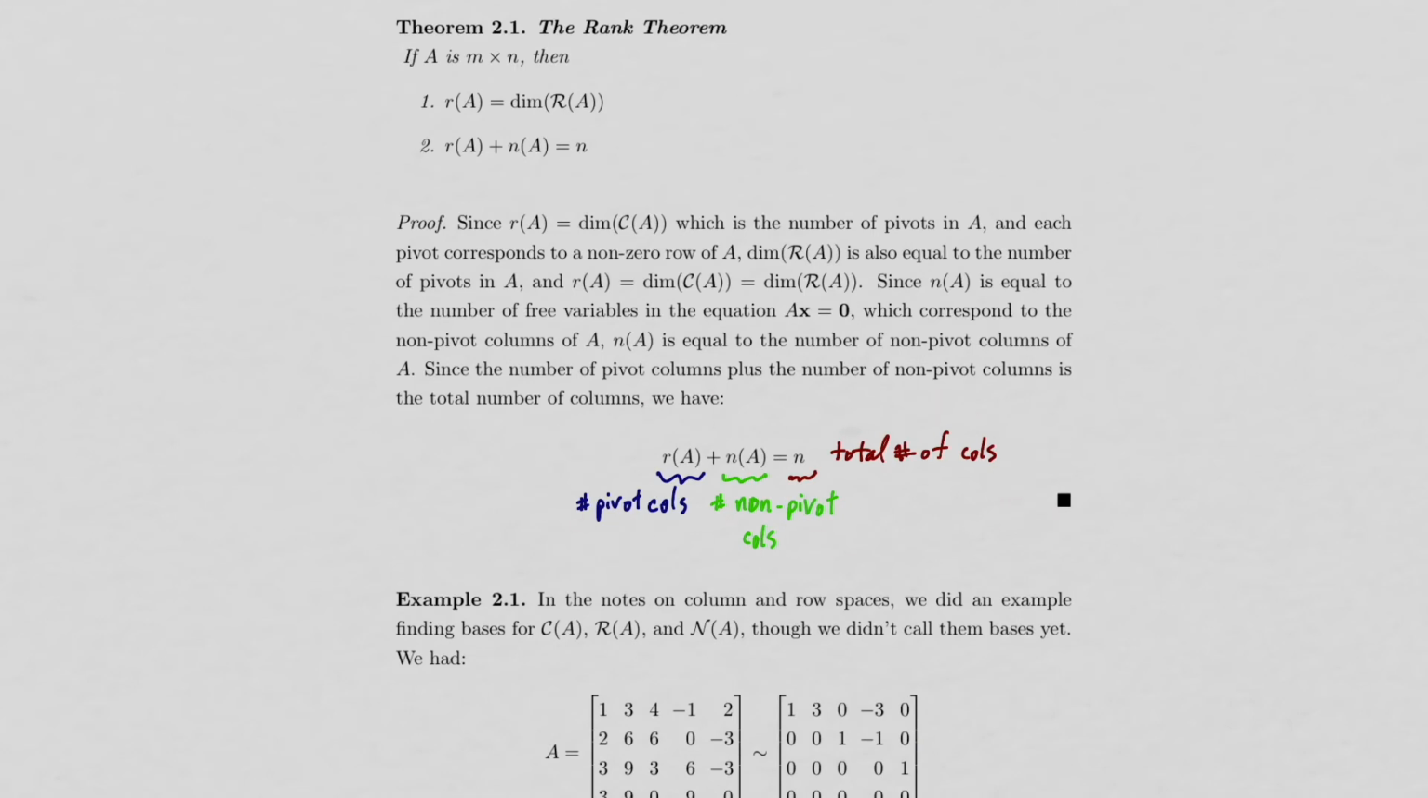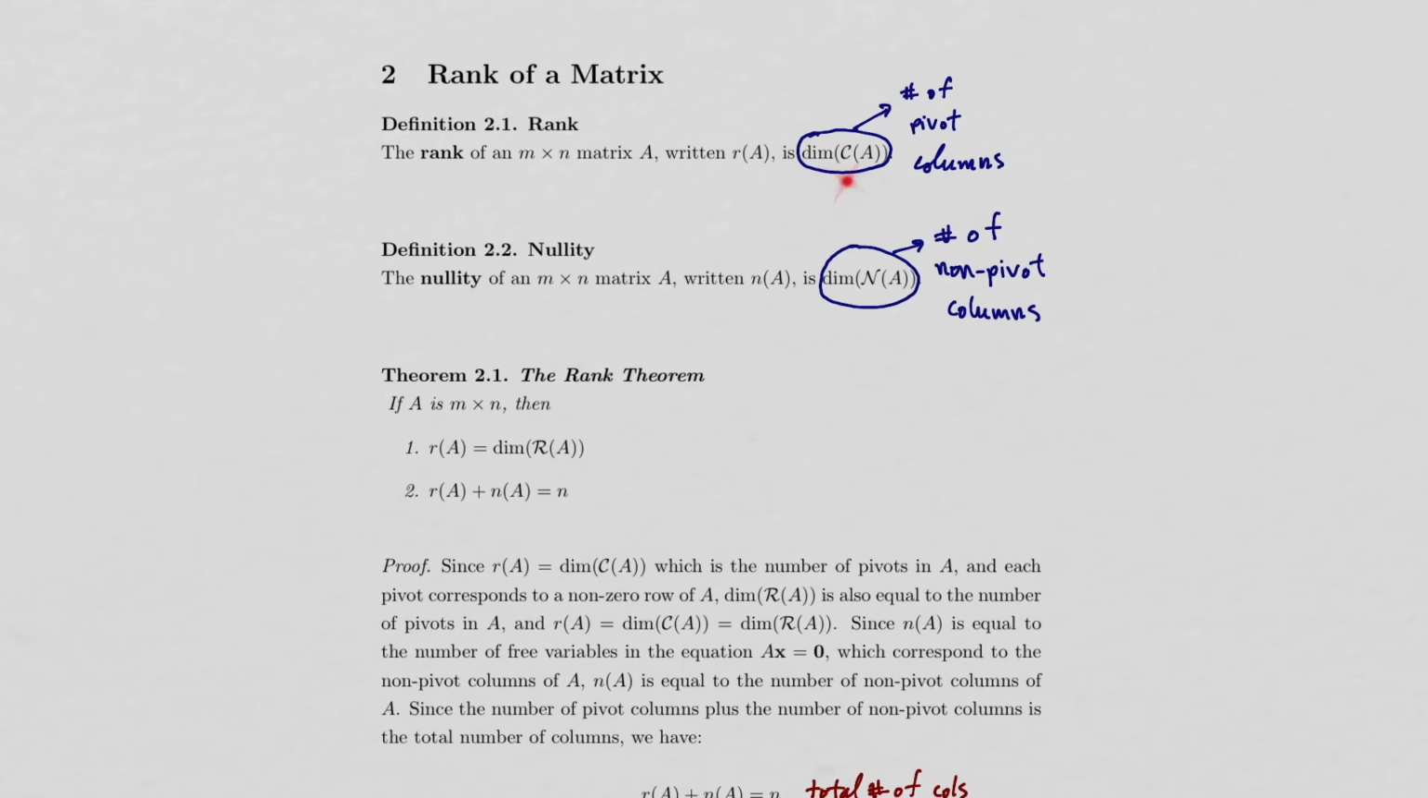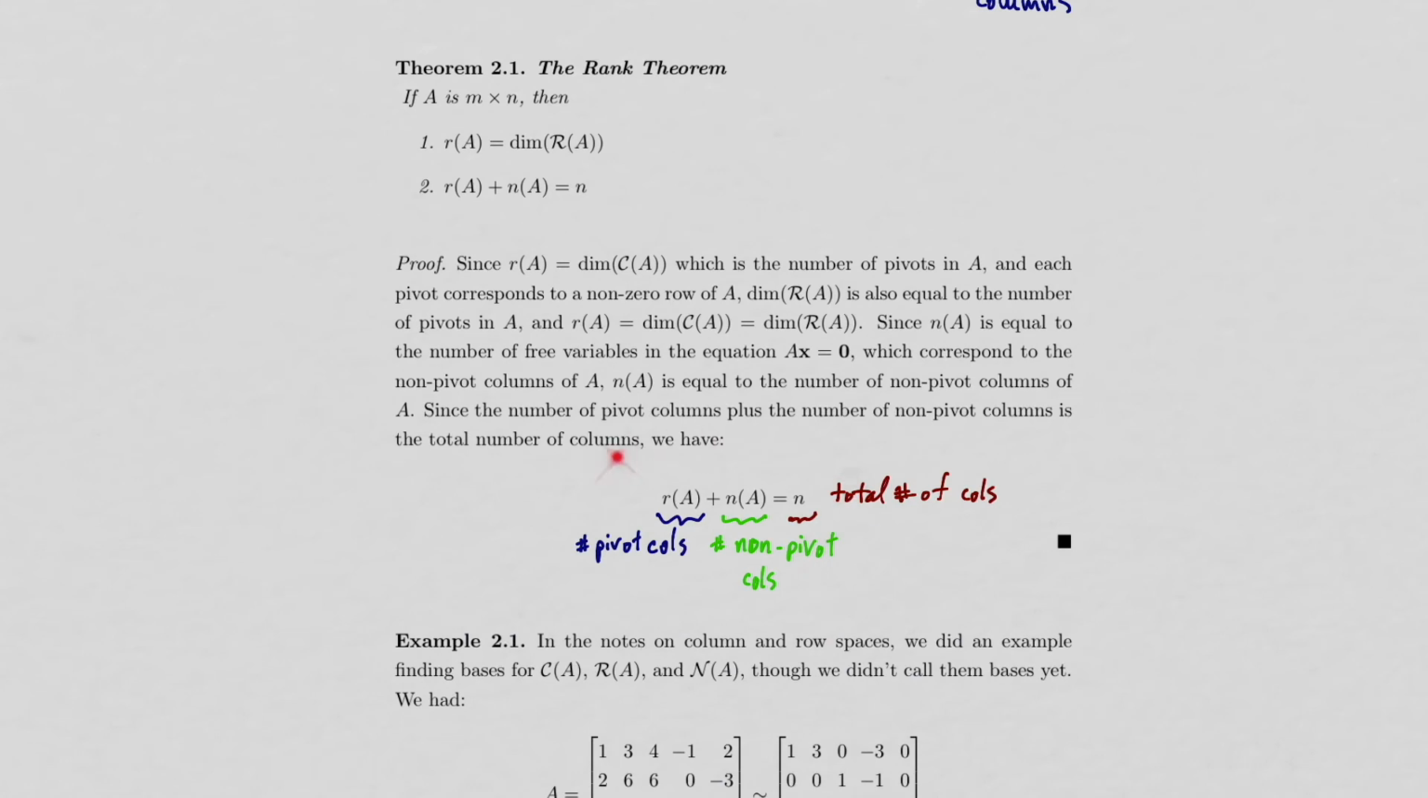The rank is the number of pivot columns. The nullity is the number of non-pivot columns. So the number of pivot columns plus the number of non-pivot columns is equal to the total number of columns, which we can see here. And just to emphasize where this comes from, remember the dimension of the column space is just the number of pivot columns. The dimension of the null space is the number of non-pivot columns by the theorem we saw in the previous section. So this equation summarizes the rank theorem. The rank plus the nullity equals the total number of columns.